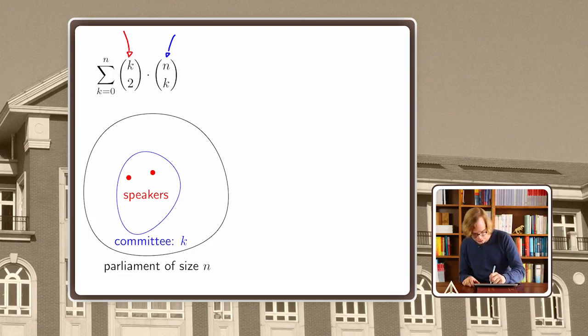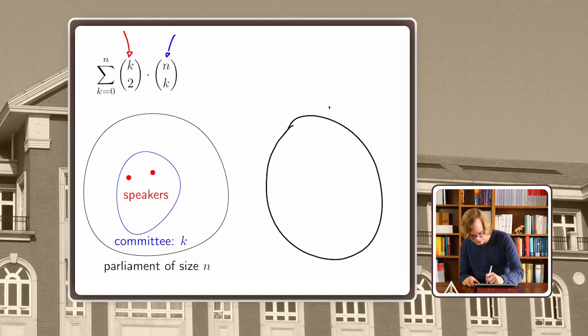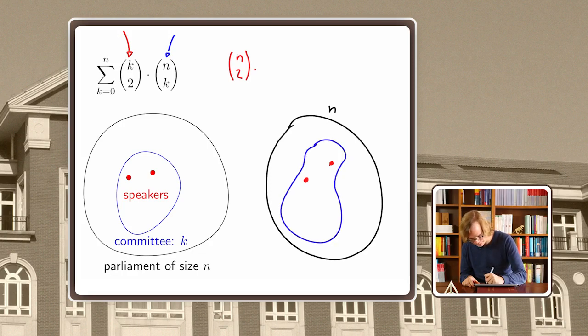We can again invert this election process and can say this is our parliament. We first select the speakers. For this we have n choose 2 possibilities, and then these are really 2 people. So now we have to select n minus 2 others for the committee. Well, for the n minus 2 others, we have to make a choice whether to include them into the committee or not. So we get the following formula, n choose 2 times 2 to the n minus 2.